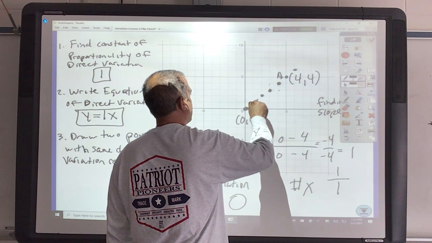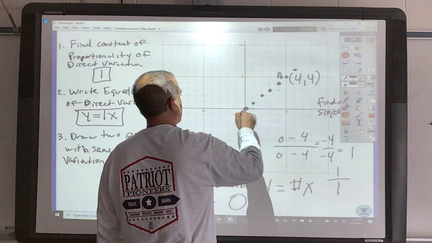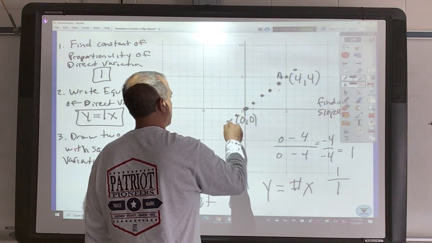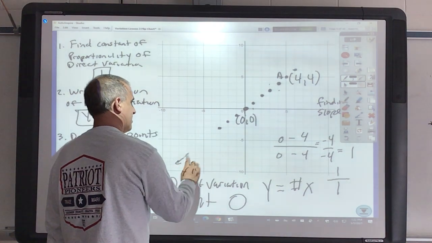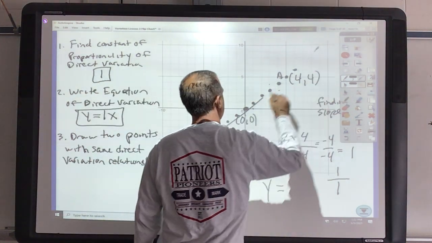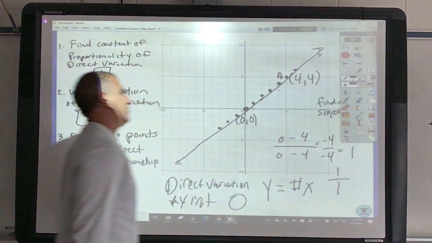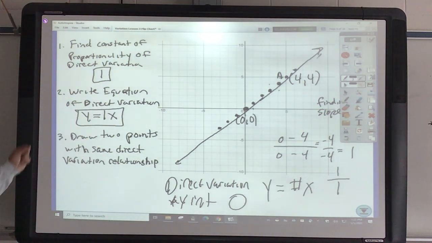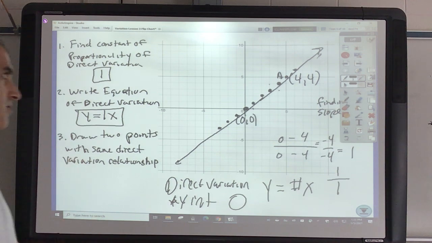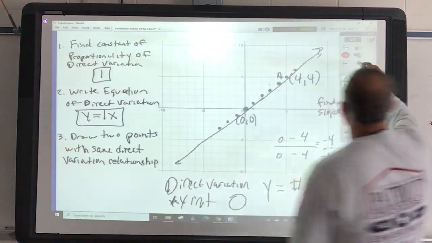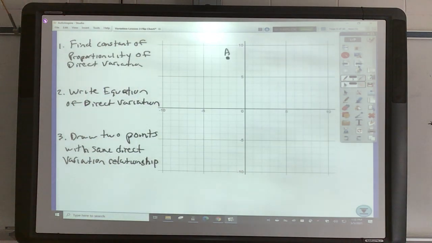So all of these points would work, all right? Because a line goes through the center, okay? So all you got to do is use the slope to continue to plot a couple more points. Let's do a couple more of these.